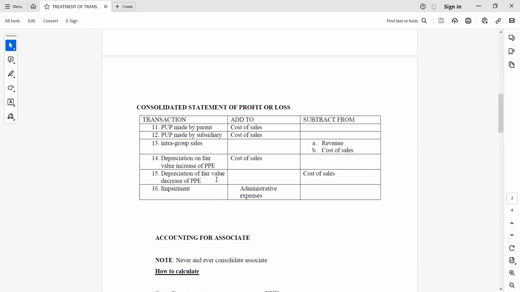Then depreciation on fair value decreases, you are going to subtract it from your cost of sales. So depreciation on fair value increases is going to be added to your cost of sales, but if it is a decrease in PPE, you subtract it from your cost of sales. And then, as usual, impairment is going to be added to your administrative expenses.